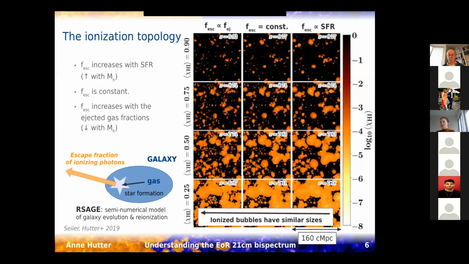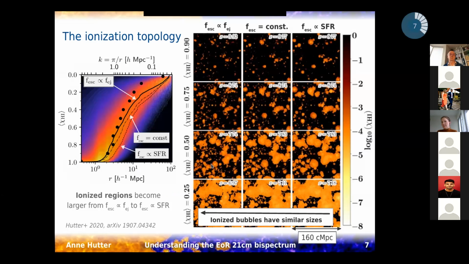And you can also quantify this by plotting the size distribution of the ionized regions. This is what you see here in the left-hand panel. At the bottom, you have the size. The color shows the probability density distribution, or the size distribution. And along the y-axis is the mean neutral fraction of the universe. So at the bottom, the universe is nearly neutral, and at the top, it is ionized.